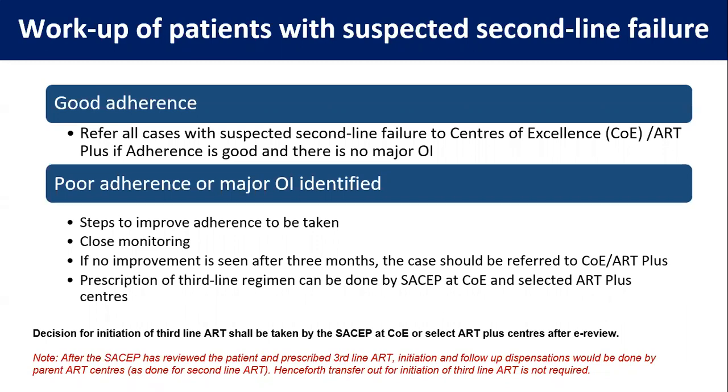Prescription of third-line ART regimen can be done by SASAP only at COE and selected ART Plus centers. Decisions for initiation of third-line ART shall be taken by SASAP at COE or select ART Plus centers after e-review. After SASAP has reviewed the patient and prescribed third-line ART, initiation and follow-up dispensation would be done by the parent ART centers as done for second-line ART. Henceforth, transfer out for initiation of third-line ART is not required. Earlier, we used to transfer out the patient for 6 months to the COE for initiation of ART. Nowadays, it is not required. It can be initiated at the parent ART center and followed up with the COE, SASAP at COE or select ART Plus center.